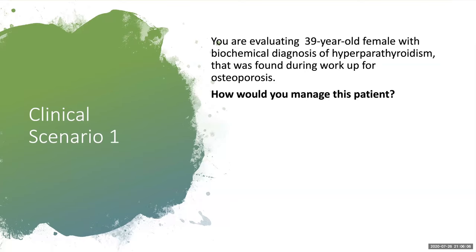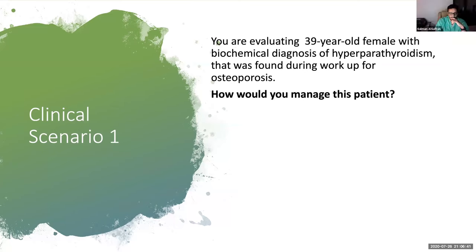So I would start with history and physical examination. I will send further biochemical workup, including parathyroid hormone. I will repeat the calcium level as well. I will do a renal profile. And I will send a 24-hour urine creatinine and 24-hour urine calcium. And I assume that she already had the osteoporosis scan, so we would have the results for that as well.